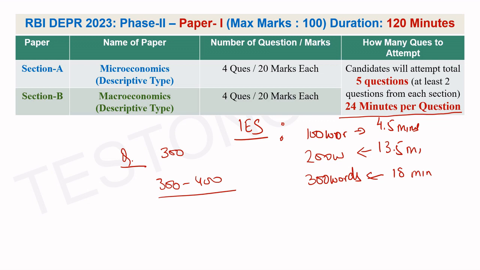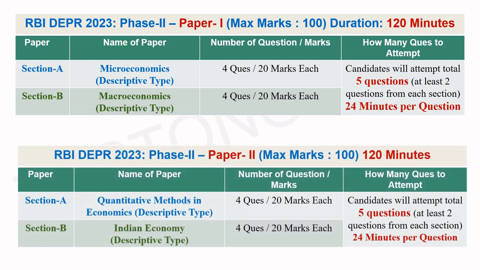Now, a similar approach you will have to follow even for the other paper. Let's say paper 2, section A is going to be on quantitative methods and section B is going to be on Indian economy. So even here, you have a similar situation, 25 or 24 minutes per question, and you have to write answers to 5 questions out of the 8 given to you. Again, the same condition, at least 2 questions from each section. So even here, you have to follow a similar method. Moving on.